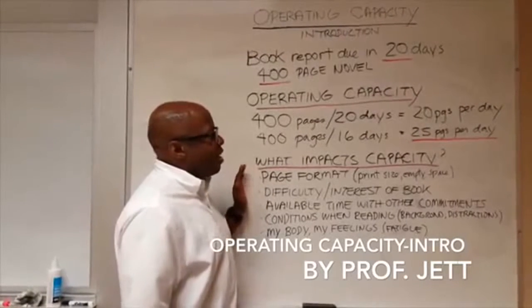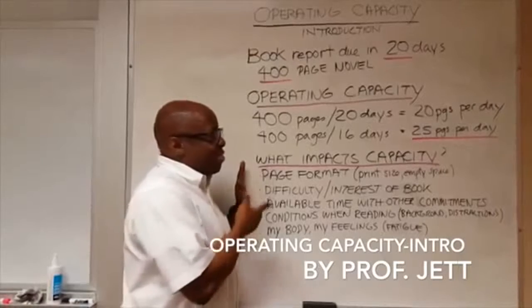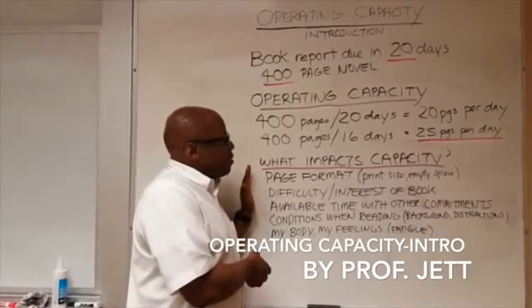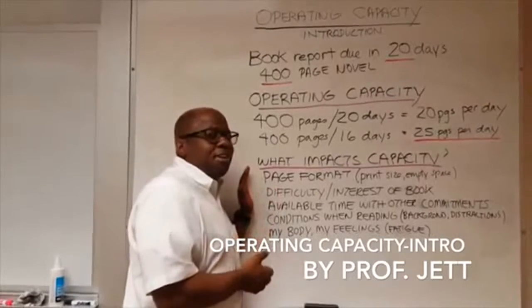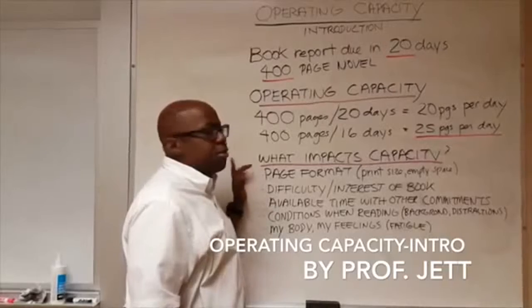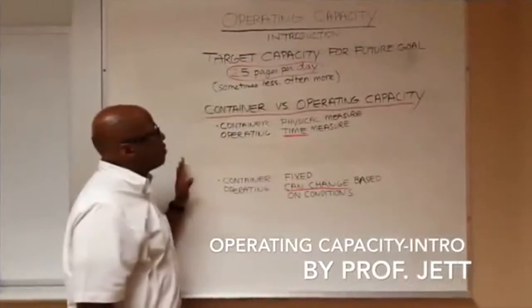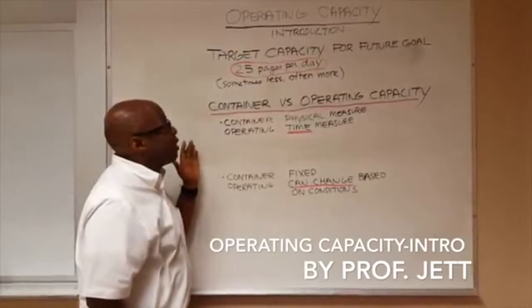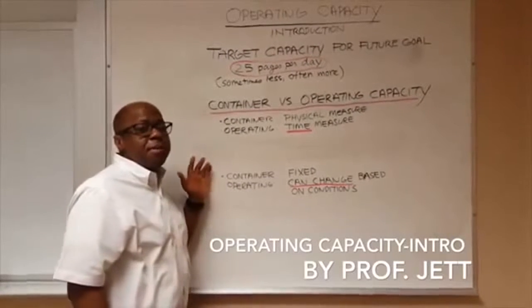to know what my goal is, and I'm using it to pay attention to the things that could affect it. So again, I'm using this as a tool to figure out how to get to a goal that I want to get to. So what does this mean? My target operating capacity was 25 pages per day. That was, again, my goal.